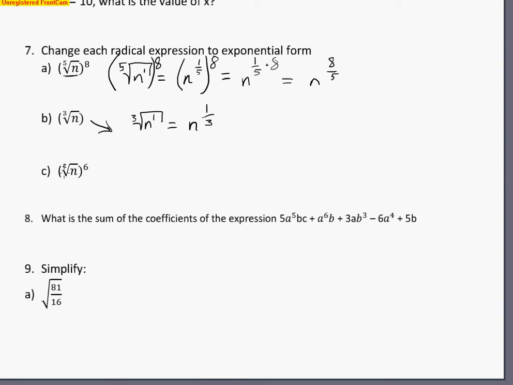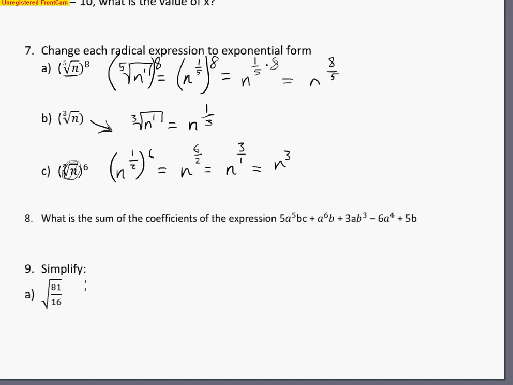Don't forget that I have an invisible 2 there. So this inside bit is going to be n to the 1/2. I just backwards T-bowed. Raise that to the 6. And so that's going to be n to the 6 over 2. I can reduce that to n to the 3 over 1. 3 over 1 is the same as 3, so that's n to the 3. Okay?